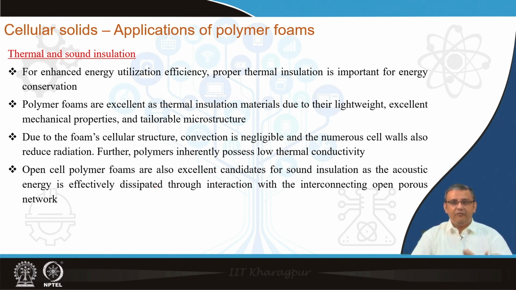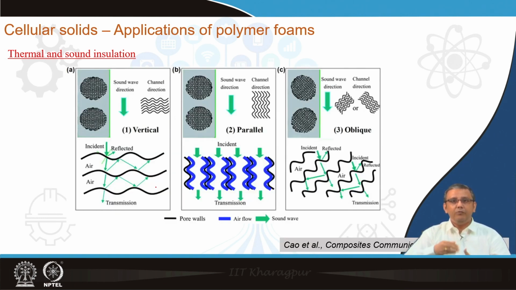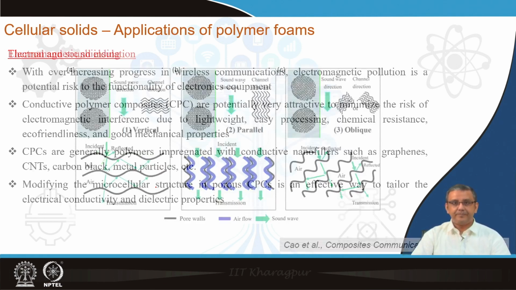But for sound absorption, it is important how the propagating sound wave interacts with the cell walls and the cell faces. As you can see over here, as the sound wave propagates through the material, as shown in image C, because of the intermittent reflection and transmission, the sound intensity is reduced significantly, and because of that, these polymer foams are very nice materials for sound insulation applications.